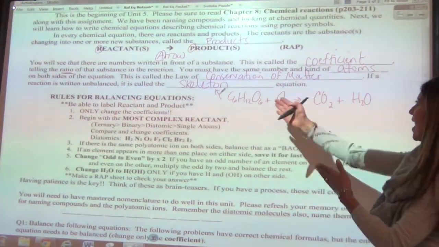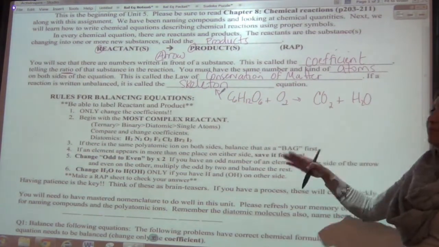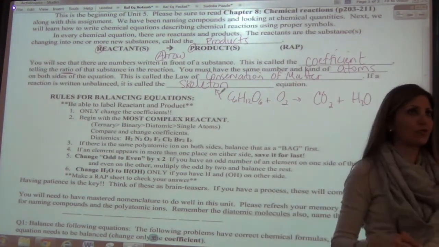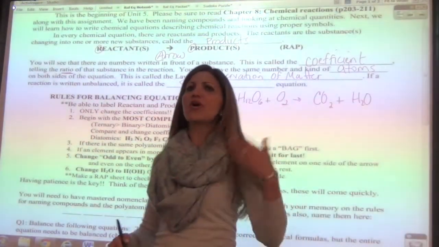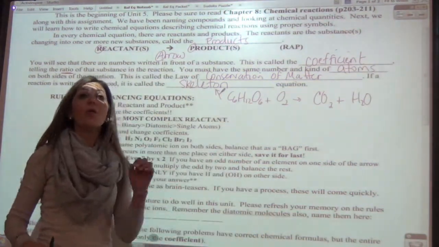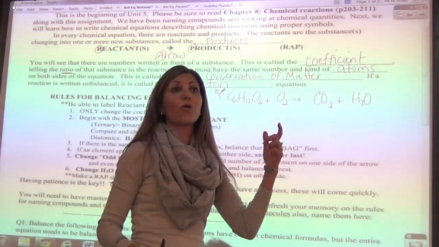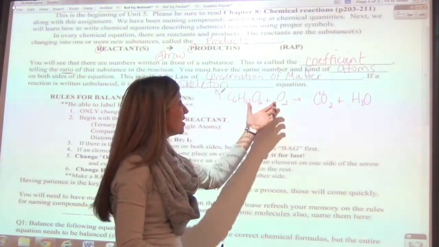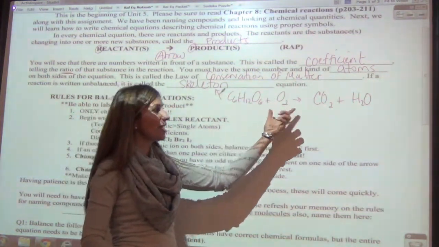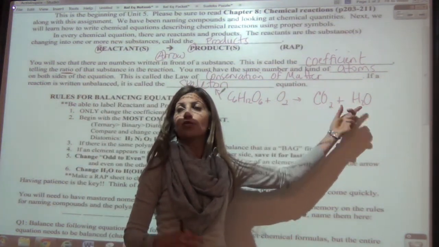It's not balanced. I don't have the same number of carbons on both sides. I don't have the same number of hydrogens on both sides. Okay? And you start off by writing this down. What we're going to be doing in the next unit is we're going to predict products. I'm going to give you two reactants and you're going to tell me what the products are. So we'll talk about this.